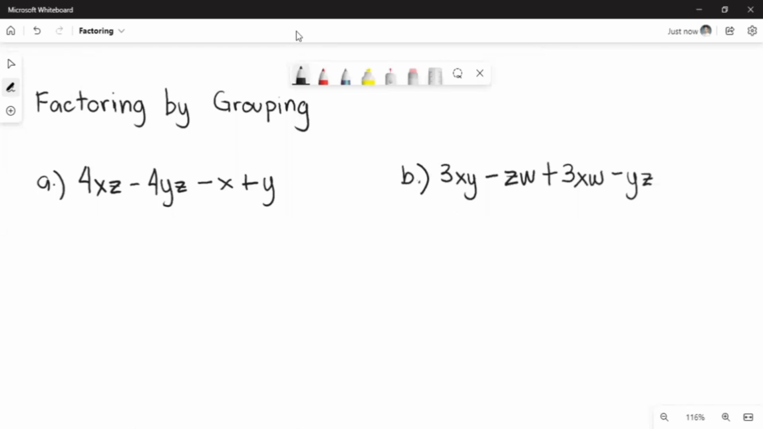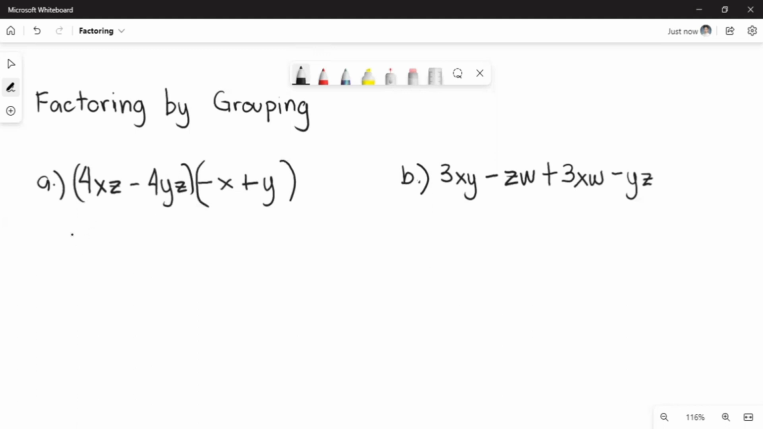Now we have the factoring by grouping. Let's have the first example, 4xz minus 4yz minus x plus y. Now, the first thing to do is to rearrange the terms so that the first two terms have a common factor and the second two terms have a common factor also. Now, in this case, it is already arranged so that those first two terms have a common factor of 4z. Now, the first two terms is 4xz minus 4yz, and the second two terms is negative x plus y.